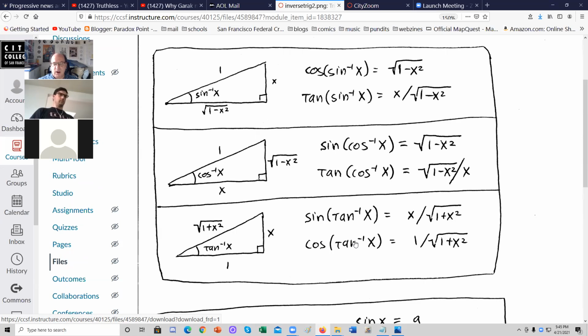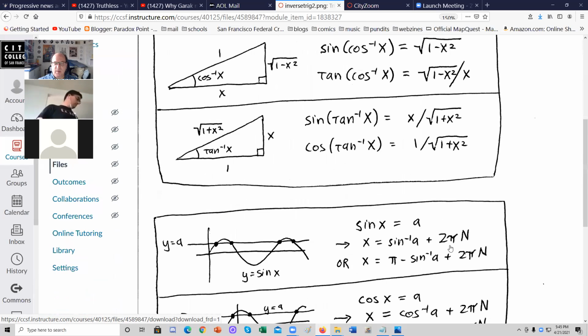Now we have sine and cosine of arctan. So we have opposite is x, adjacent is 1, so this angle is arctan x. And this hypotenuse is root 1 plus x squared by Pythagoras. So sine of arctan is opposite over hypotenuse, x over root 1 plus x squared. Cosine of arctangent is adjacent over hypotenuse, 1 over root 1 plus x squared.